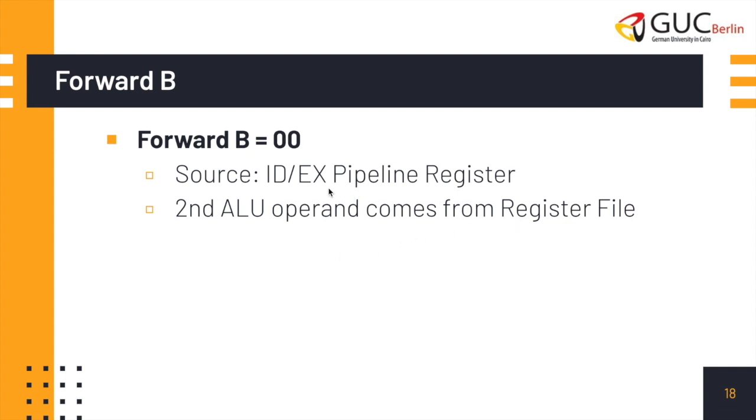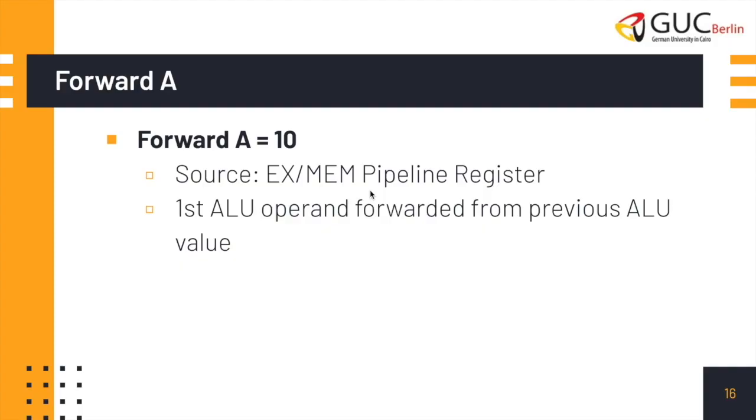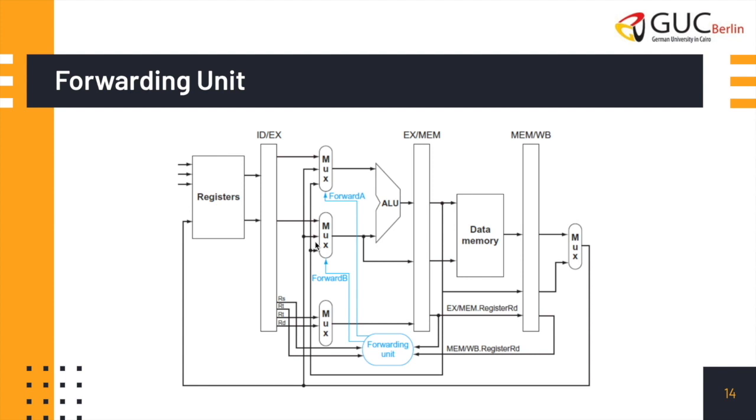So I'm going to take the value from the ID/EX pipeline register. If we go back to the data path, we can see that forward B 0, 0 will select the first input, which is coming from the ID/EX pipeline register, which means no forwarding is needed. I'm going to take the normal value from the register file for the second ALU operand, which is register RT.